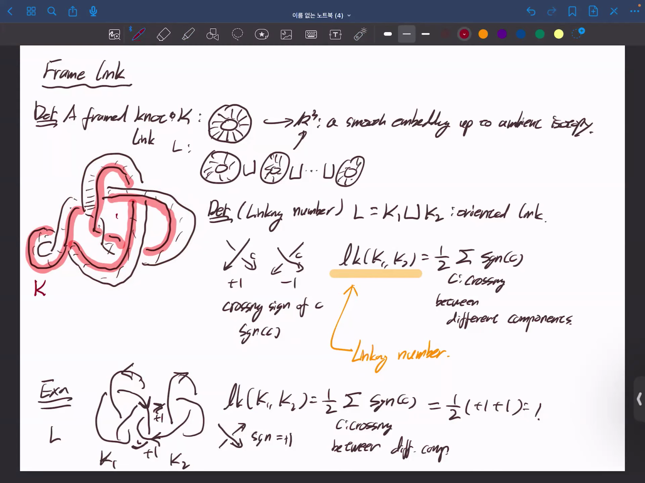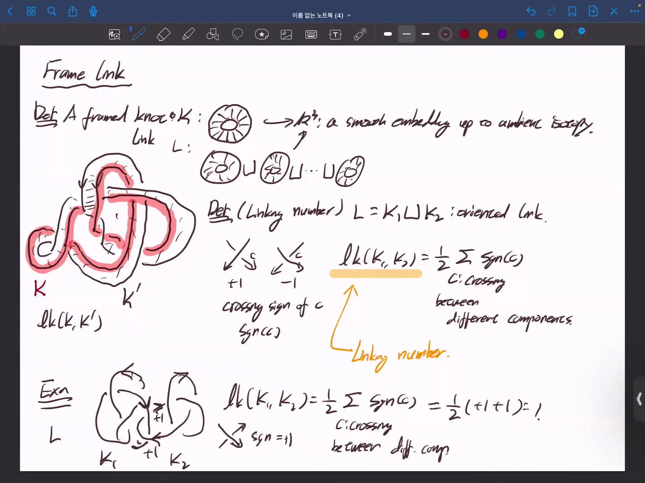And another boundary is K prime. And now we calculate the linking number between K and K prime. In this case, how many crossings between different components do we have? Then here, here, here, here, here, here, here, here, and here, here. Then we give one orientation, and then we calculate the linking number.